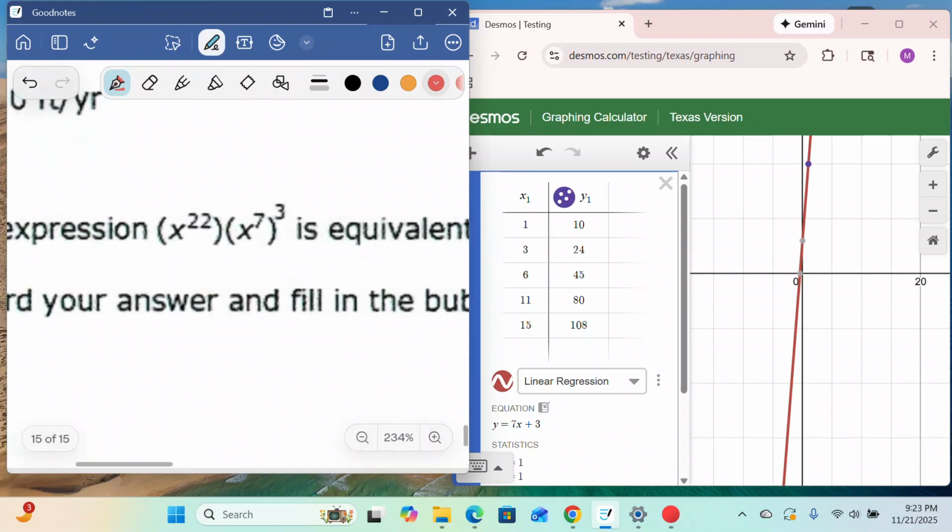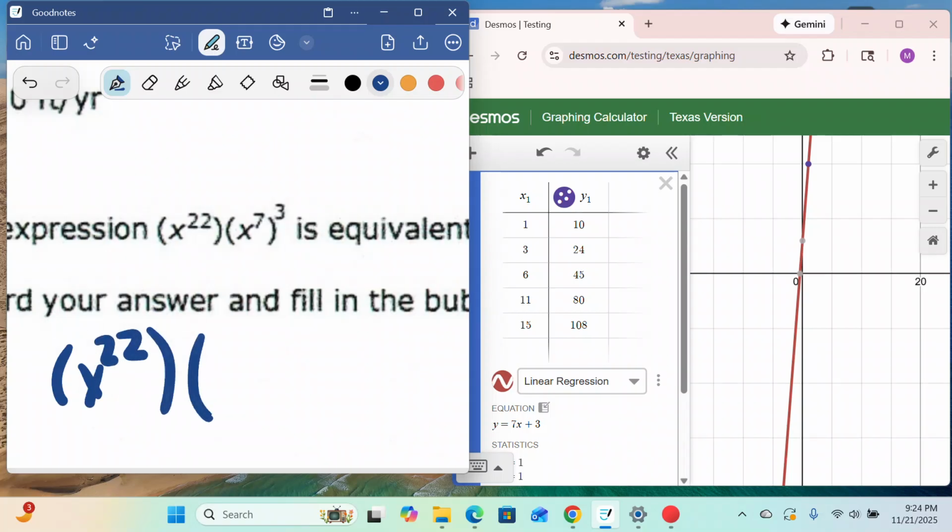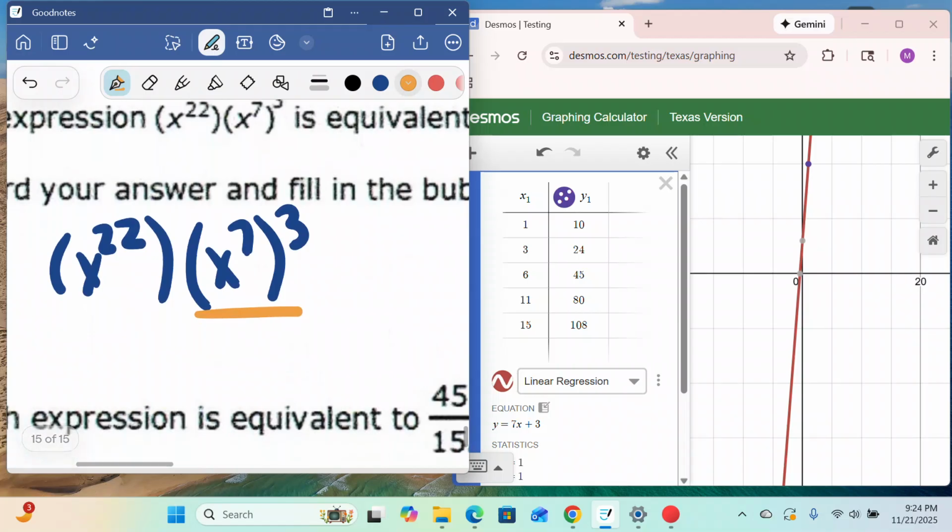And I'm going to look at that and open parentheses. It's going to be x to the 22, and then x to the 7 raised to the third. And remember that this is a power raised to a power, so you're going to multiply the powers. So this one you're going to keep the same, x to the 22nd. And here 7 times 3 is, of course, x to the 21st.